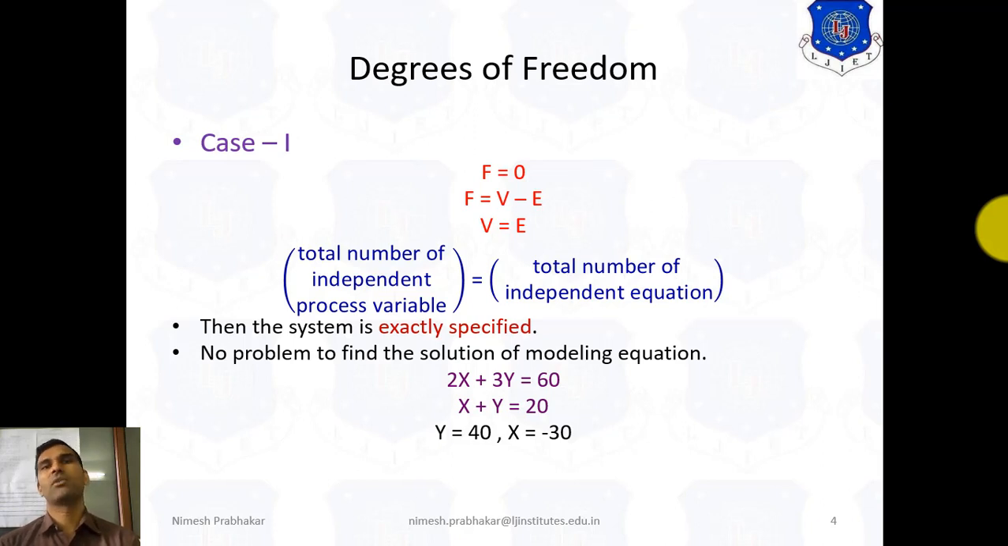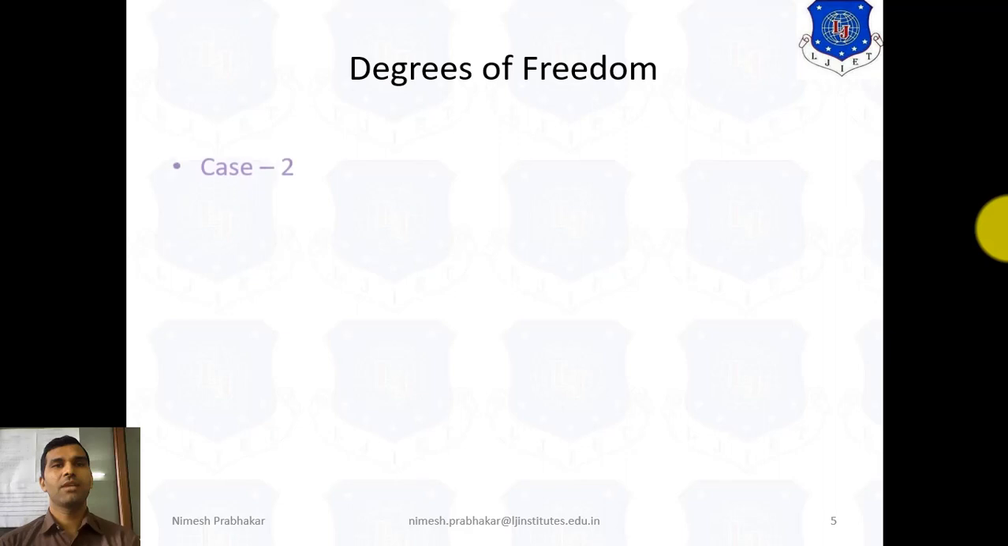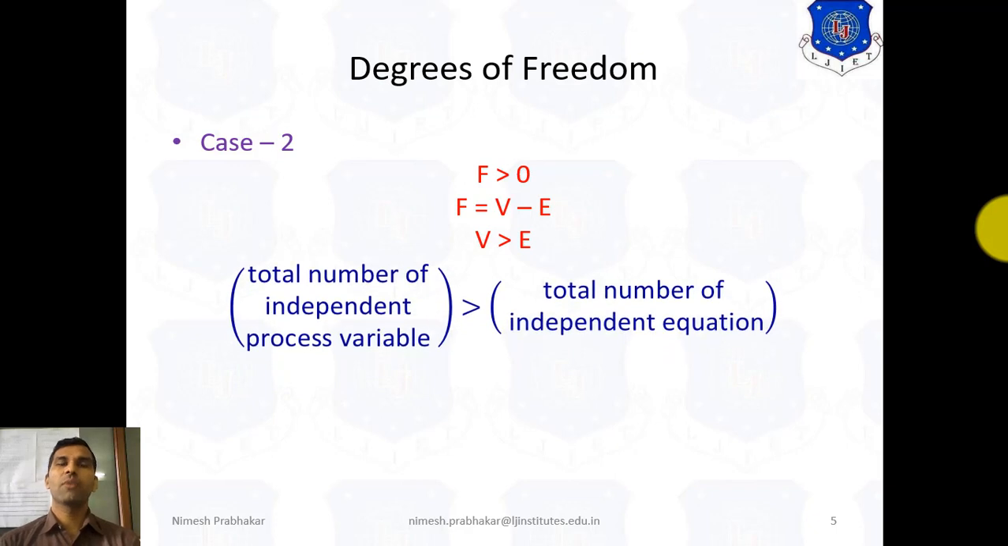Now we consider the second case. In the second case, F is greater than 0. That means in the degrees of freedom equation, V - E, F is greater than 0. That means V is greater than E. That means the total number of independent process variables is greater than the total number of independent equations. At that time the system is known as an underspecified system.